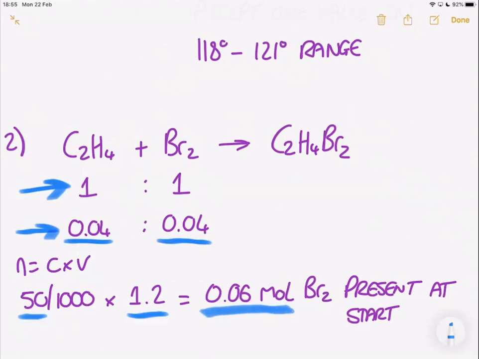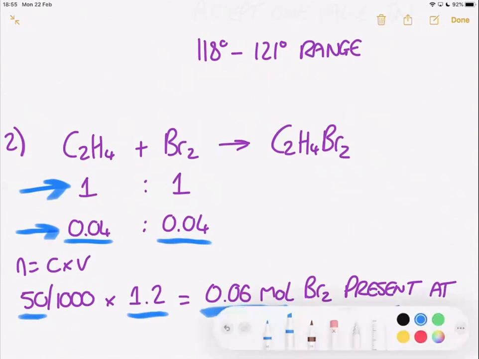So then the next step is to recognize that the bromine is in excess, which makes the ethene the limiting reactant. The reason that's important is the question actually asks you to calculate the new concentration of the bromine water. So after the reaction has occurred, the ethene will have all been used up. Some of the bromine will have been used up, but there will be some bromine left over. And calculating that value is how you're going to calculate your new concentration.